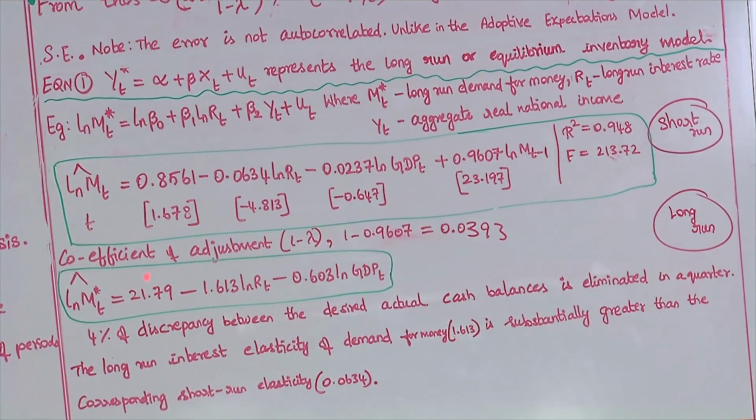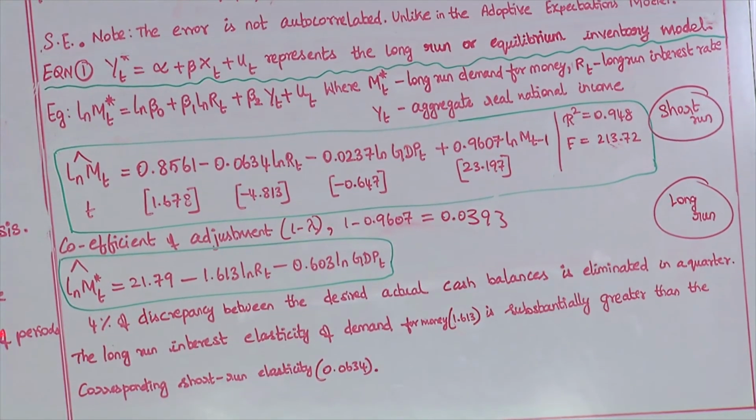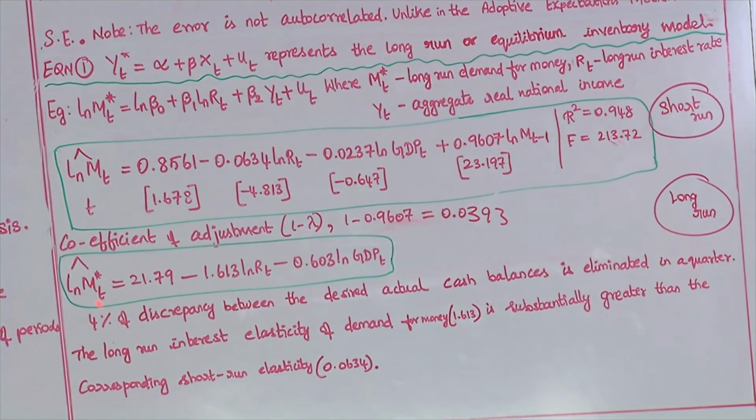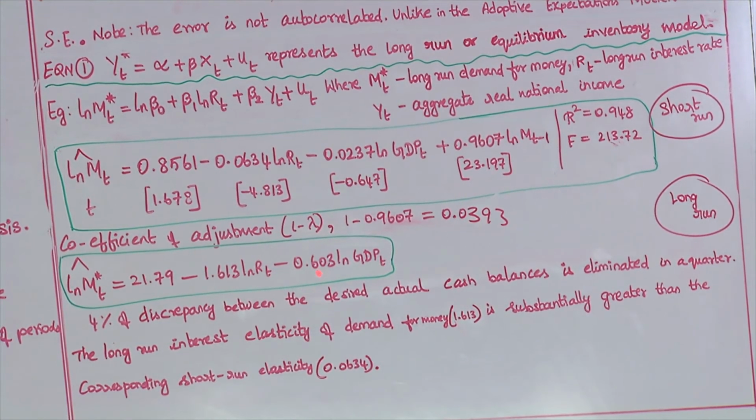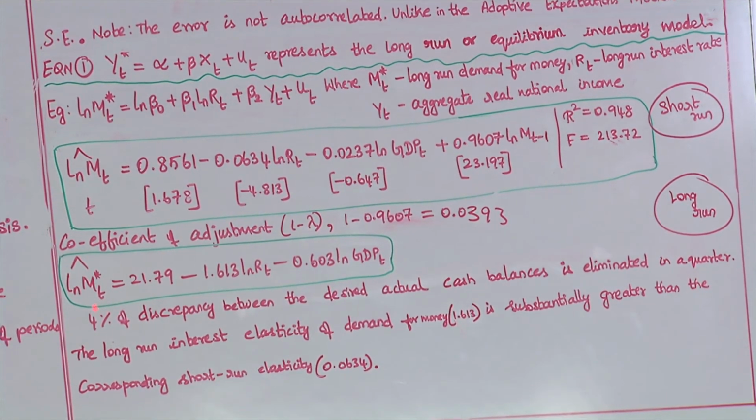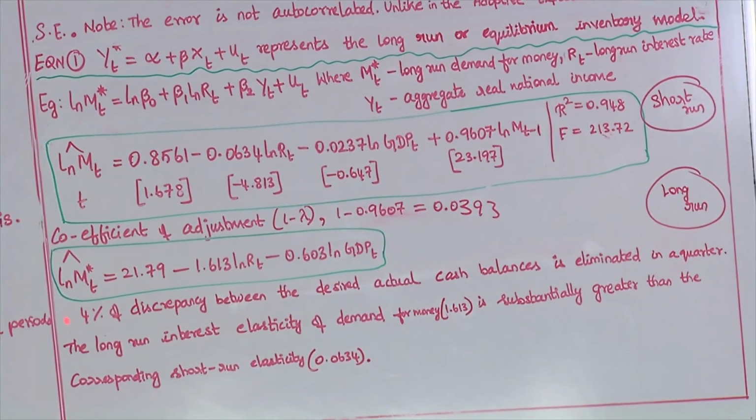This is the coefficient of the long run demand function, long run demand for money. And this is the coefficient for the ln RT. We just divide 0.0634 by 0.0393. So, you get this coefficient, and the third coefficient is 0.0237 divided by 0.0393, you get this coefficient. So, this is the long run equation which gives an equilibrium equation.